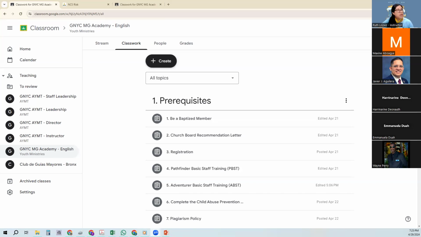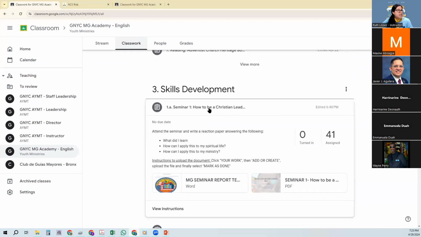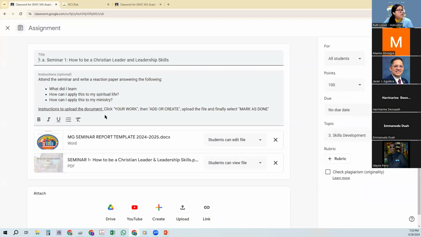Tonight, we will be doing from our classwork. We have section 3, skills development, and seminar 1A, which is seminar number 1, how to be a Christian leader. At the end of this seminar, you will be required to write a small reaction paper. It can be 2 paragraphs. It can be 1 page. It's double-spaced.